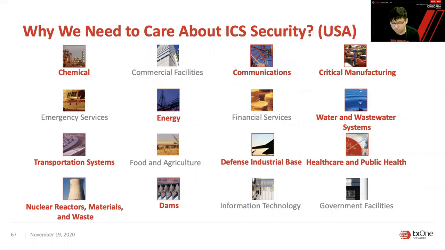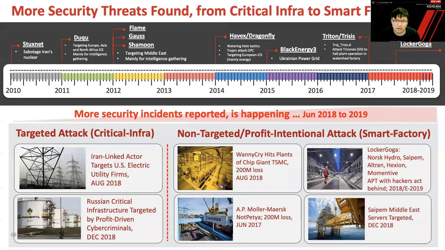Also, we will recap some incidents from the past few years. Starting from 2010, the Stuxnet attack on a nuclear power plant, then 2015, 2017 Triton or Trisis, 2018 WannaCry, NotPetya, LockerGoga, and many attack events focused on critical infrastructure. For example, WannaCry hit TSMC, some oil and gas companies, and Norsk Hydro. So many ICS environments were attacked by different methods.